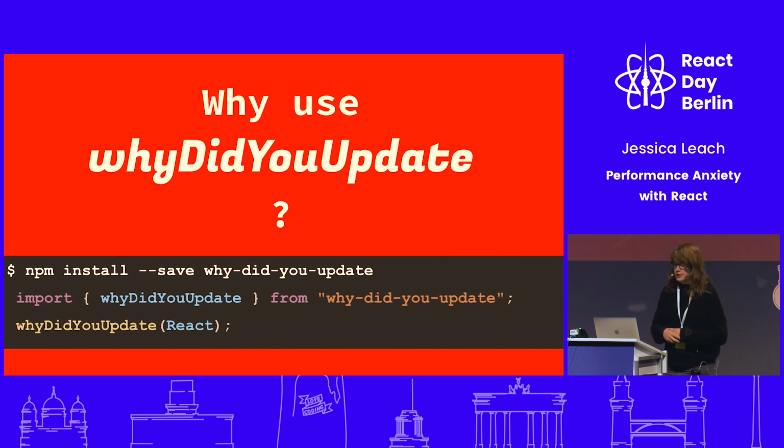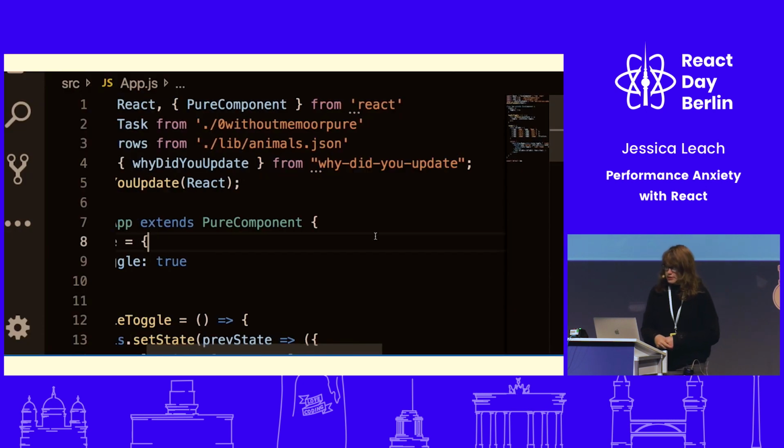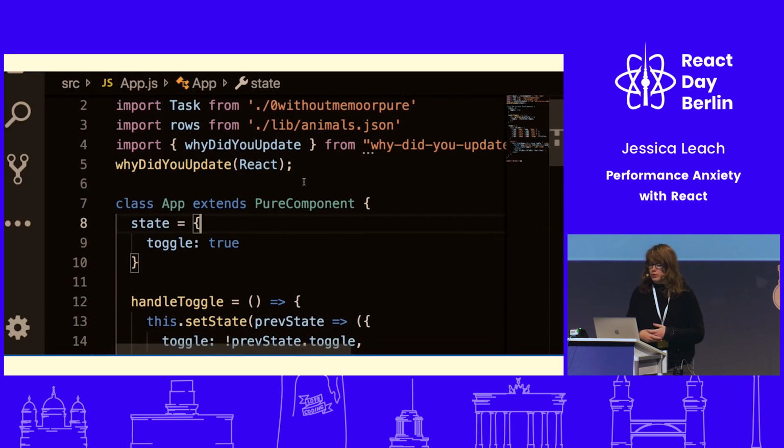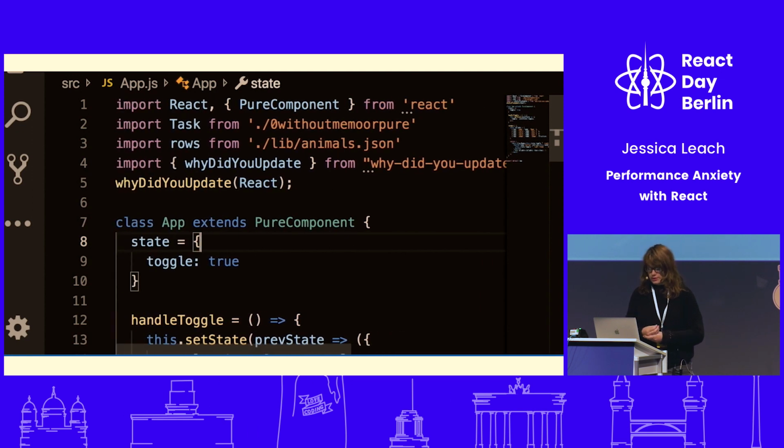Now I'd like to introduce you to Why Did You Update? It's a package which logs to the console when potentially unnecessary updates occur. It's really easy to install and use. You just npm install it and then call it in your root file. And then it will log the potentially wasted re-renders in your console.